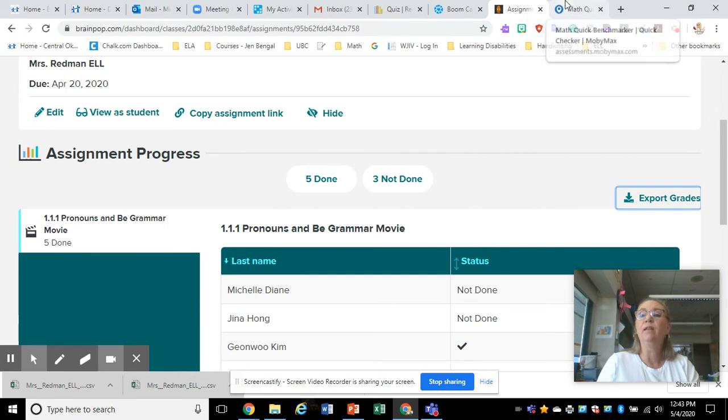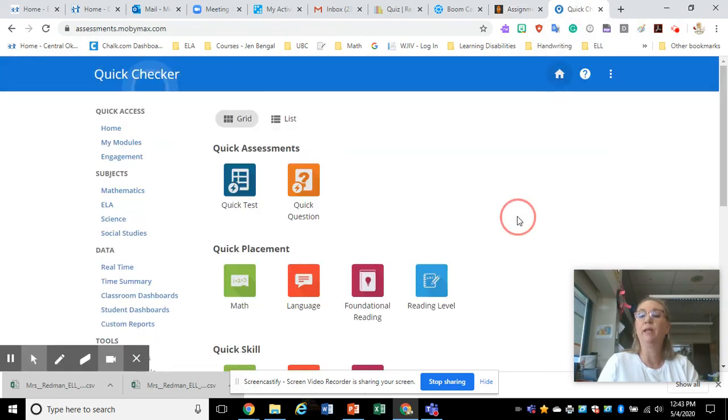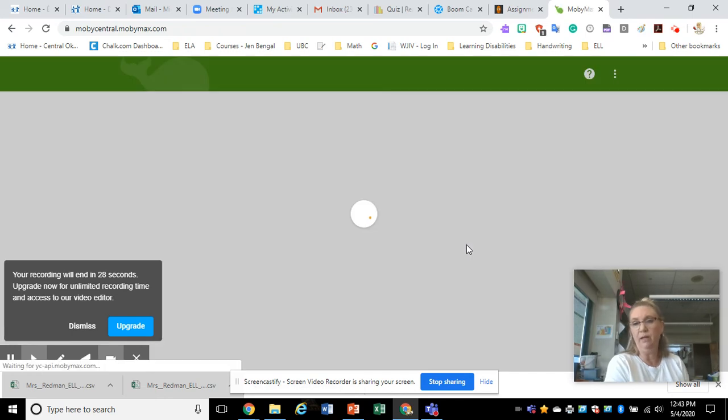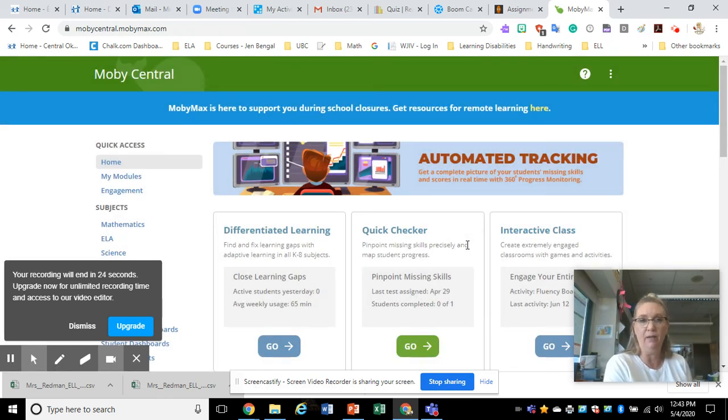And the one other thing that I've been using is MobiMax. Whoops, I better go home here. So in my MobiMax, we pay for a school subscription for the year. I use it for math. I find it a little bit better than IXL. Although IXL is Canadian, it doesn't give kids an opportunity to get something right once they've gotten it wrong. And this actually provides the opportunity.